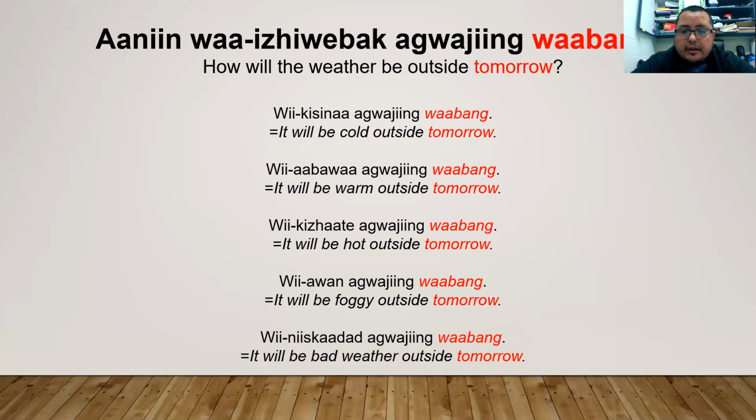Or I'll just go right down the list and do it again. Ganabudge we abawa wabang. Ganabudge we kijate wabang. Ganabudge we a one wabang. Ganabudge we ni skadad wabang. So you can leave agwajing out if you would like to. Agwajing just gives the location of where it's happening. Agwajing, outside. As we know, weather doesn't happen inside anywhere.